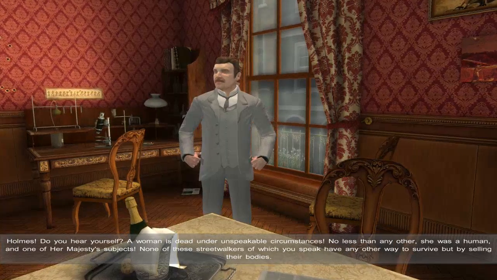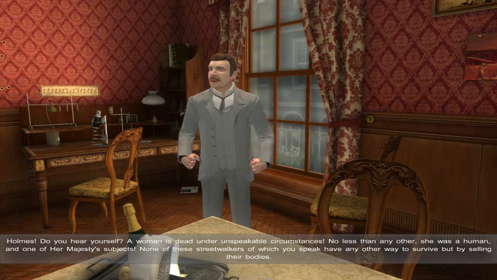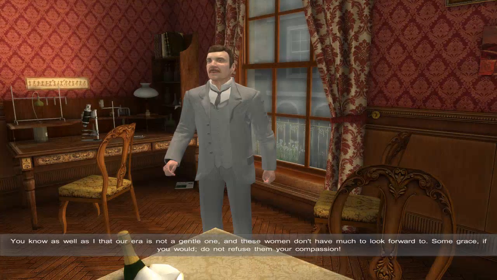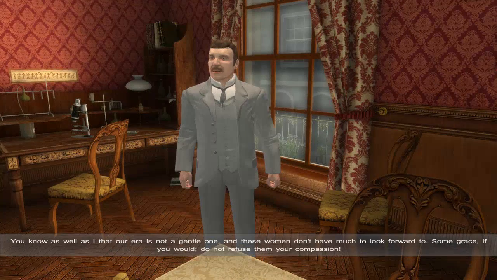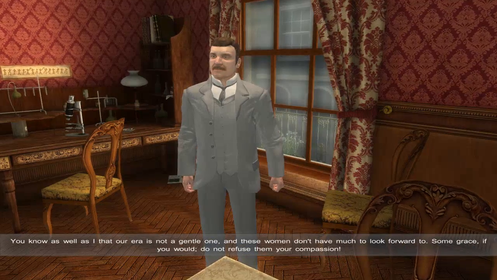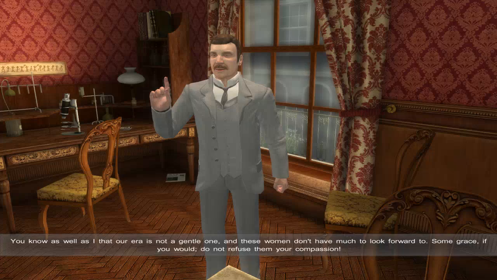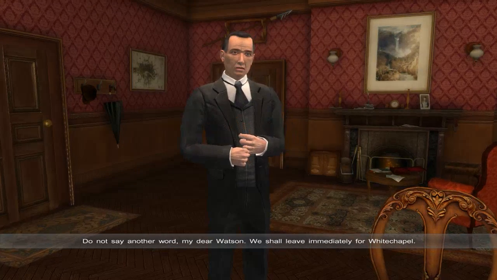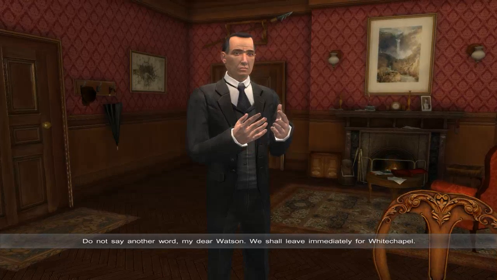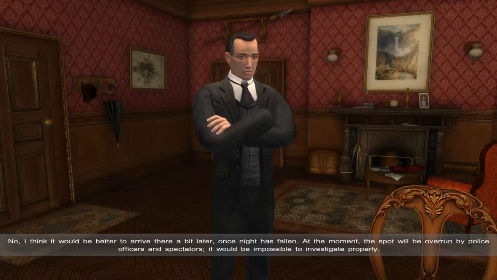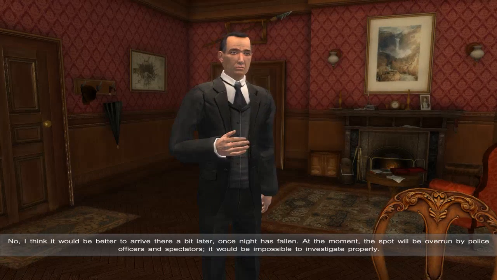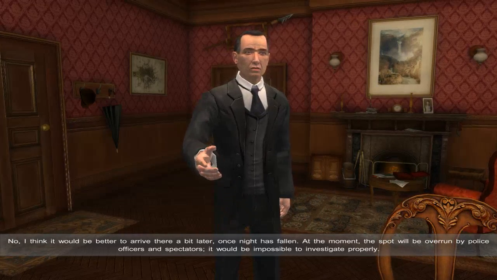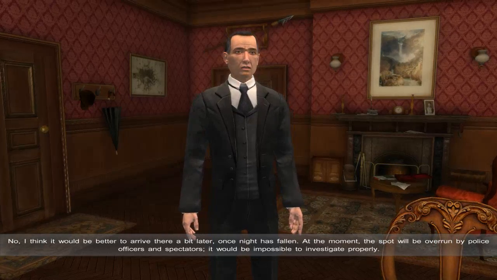None of these streetwalkers of which you speak have any other way to survive but by selling their bodies. You know as well as I that our era is not a gentle one, and these women don't have much to look forward to. Some grace, if you would. Do not refuse them your compassion. Do not say another word, my dear Watson. We shall leave immediately for Whitechapel. To the scene of the crime? No, I think it would be better to arrive there a bit later once night has fallen. At the moment, the spot will be overrun by police officers and spectators. It would be impossible to investigate properly.